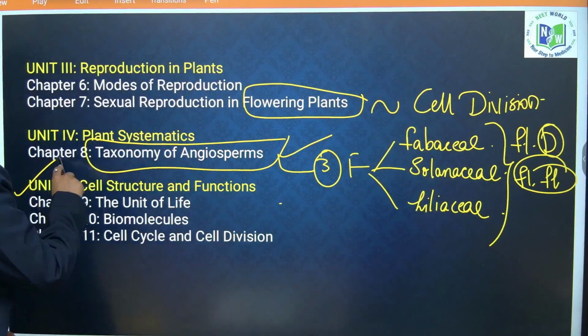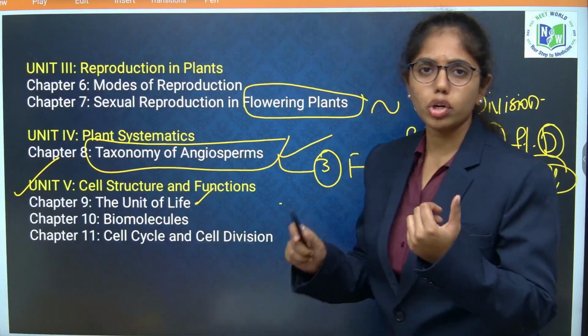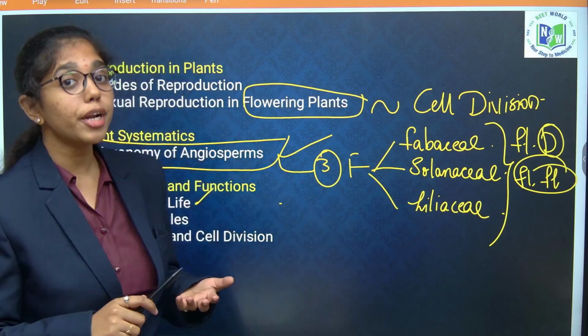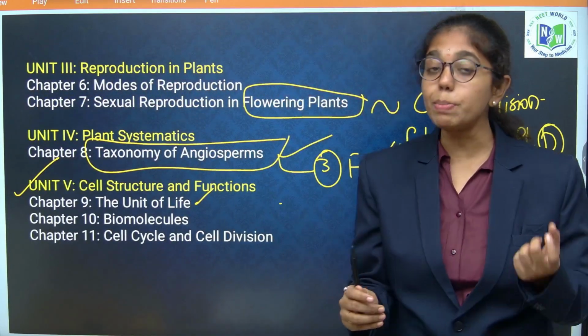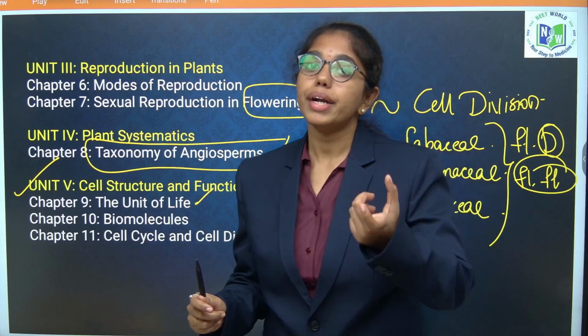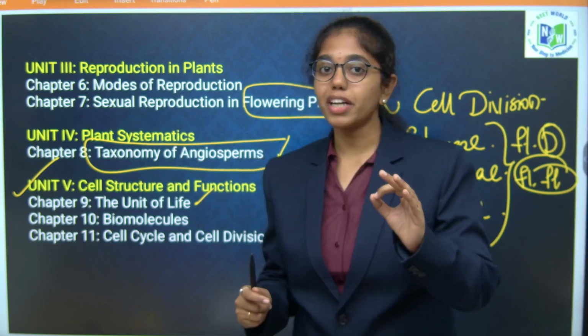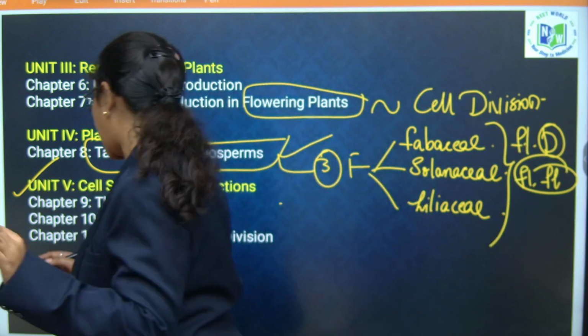Then comes the unit cell structure and functions. Cell, the unit of life, you have to focus on prokaryotic, eukaryotic cells, cell theory, non-membrane bound, membrane bound, most importantly the endomembrane system. Later you have to cover double membrane bound organelles as well. Most importantly, with respect to the shapes of the chromosomes, many a time a match the following question is asked.